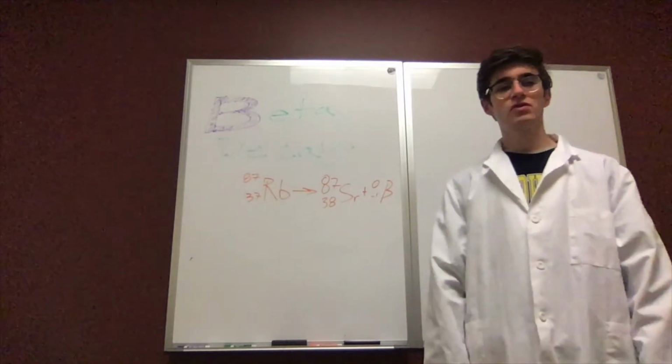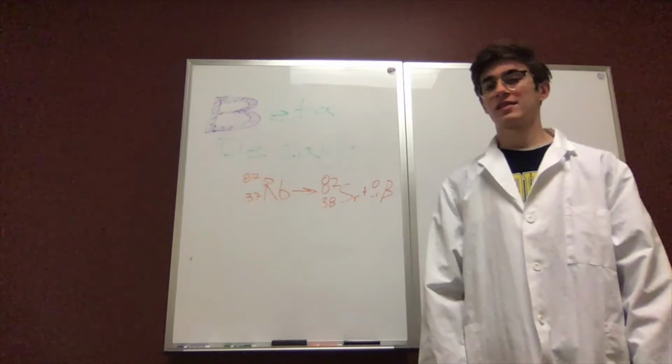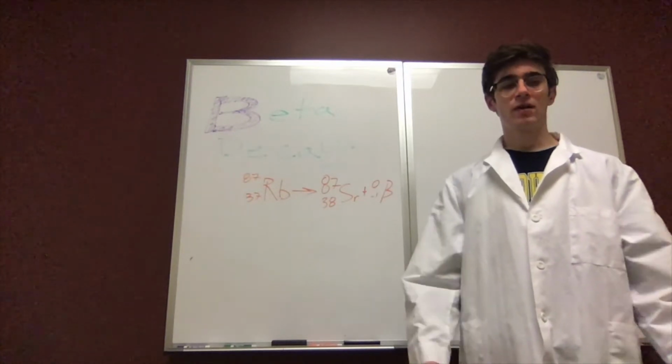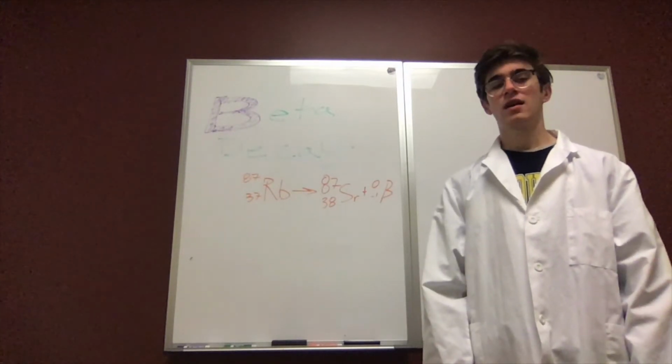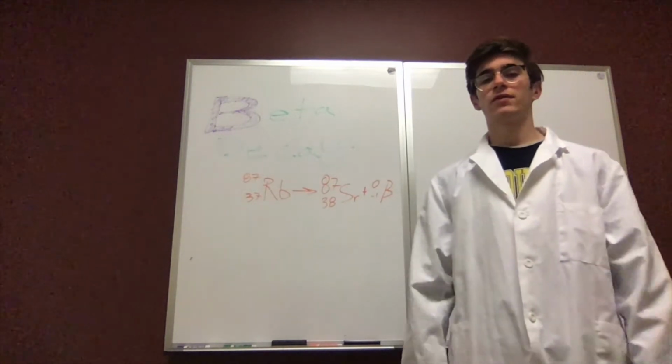How is this concept used in chemistry? Well, it allows for unstable radioactive isotopes of elements to stabilize. Also, beta radiation poses health risks such as burns, but it can also be used as a treatment for cancer in the medical field.